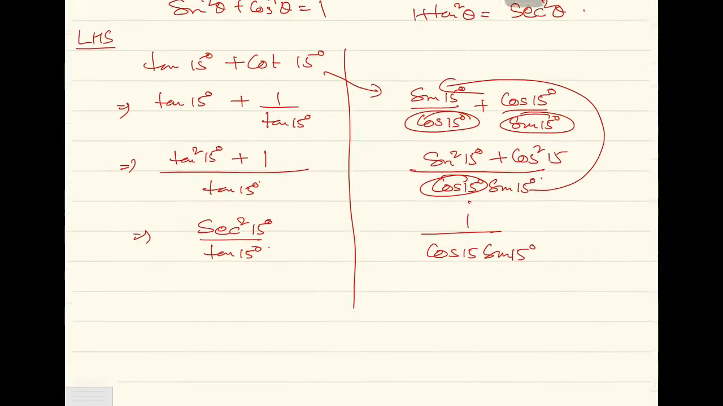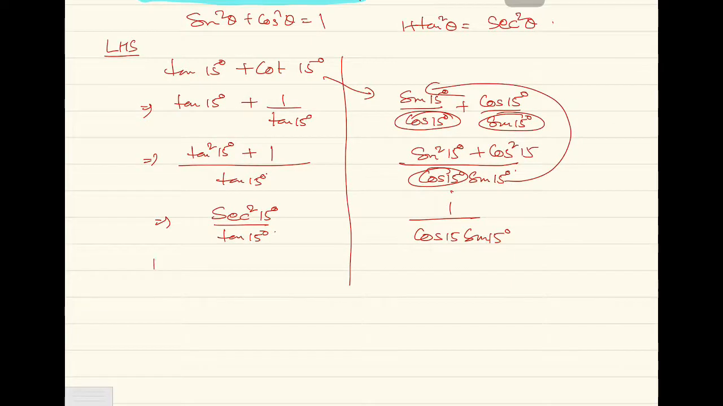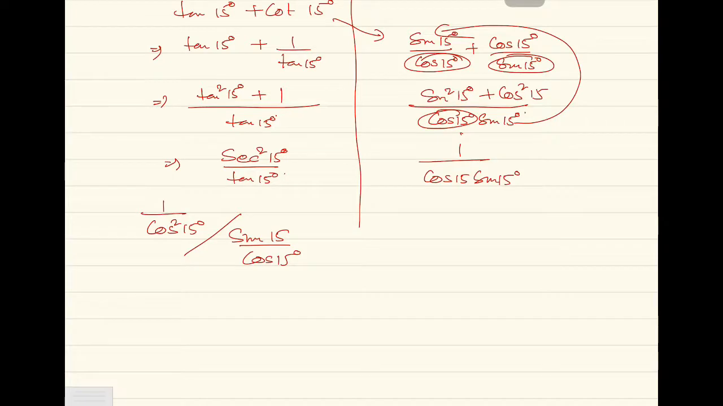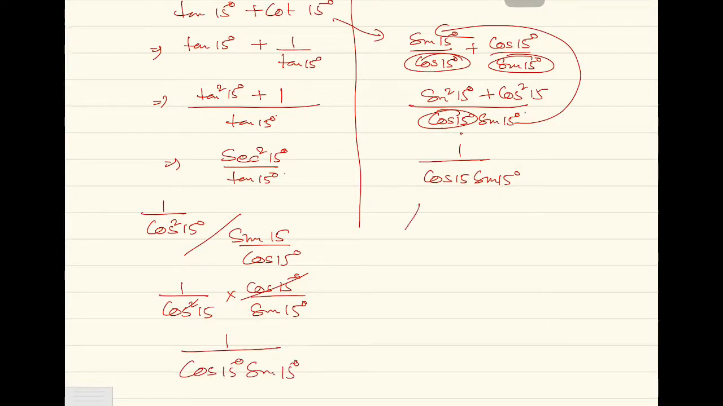Correct? Okay, now what I can do here is convert sec to 1 by cos square 15, and tan will be sine 15 by cos 15. Correct? Okay, so here I can write now 1 by cos square 15, check carefully, into cos 15 by sine 15, by making division into multiplication. So one of the cos and cos gets cancelled. I land in 1 by cos 15 degree sine 15 degree. So did I get exactly the same step here? So this becomes a little lengthy, whereas the other one is much shorter. Okay, so now from here both are same.